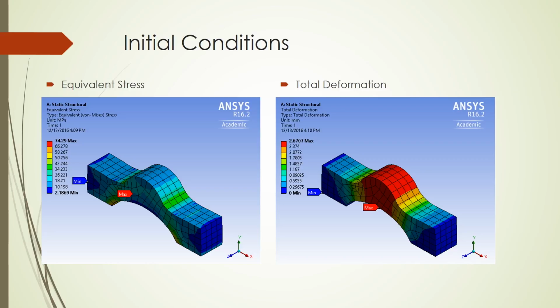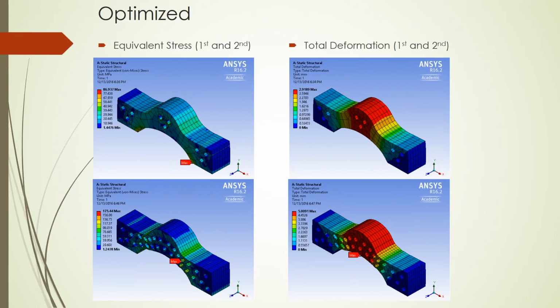So we start to optimize this structure. We do optimization by drilling holes through the structure. For the first bridge, we have 9 holes in total, so the maximum equivalent stress is about 87 megapascals, and the maximum total deformation is about 2.9 millimeters.